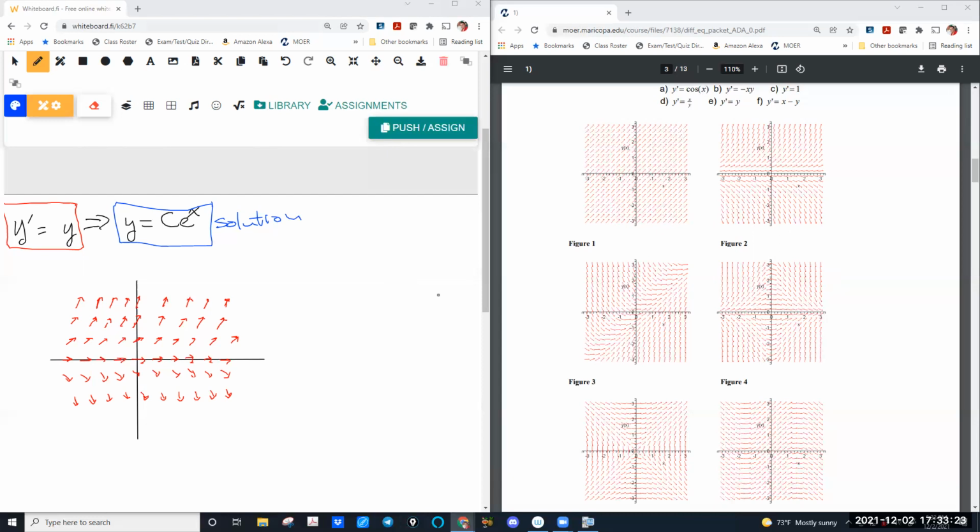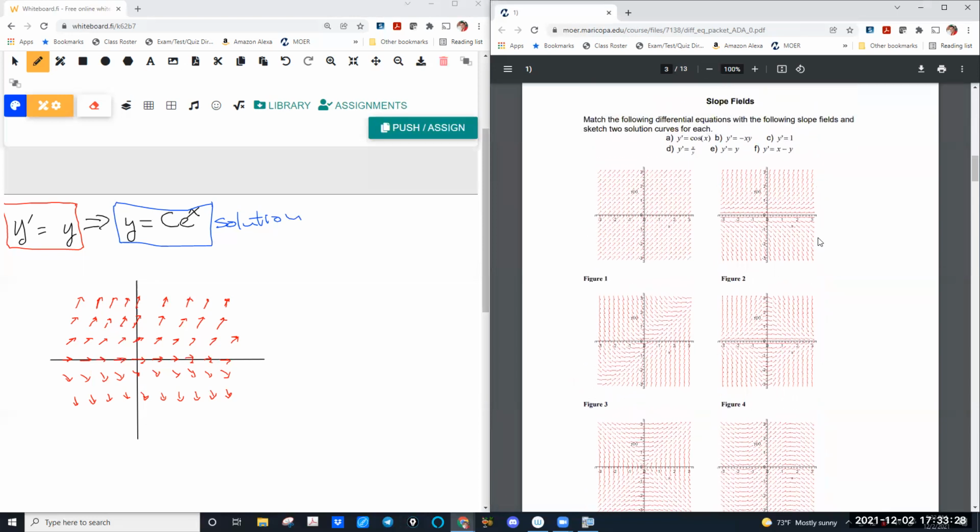Okay, so guys, thanks for posting in chat and keeping me updated. I'm going to zoom out so we can fit everything on here. Okay, so let's go through this. First off, let's mark the one we already know, right? We already know that this one here is right. Okay, so let's talk about figure 1. Which differential equation do you think creates this slope field?